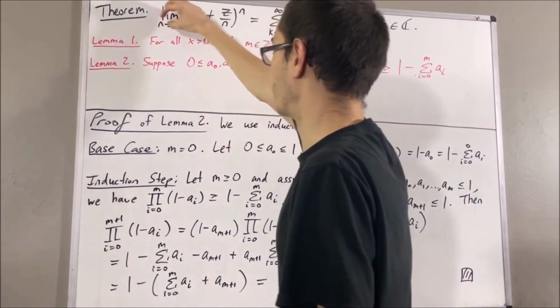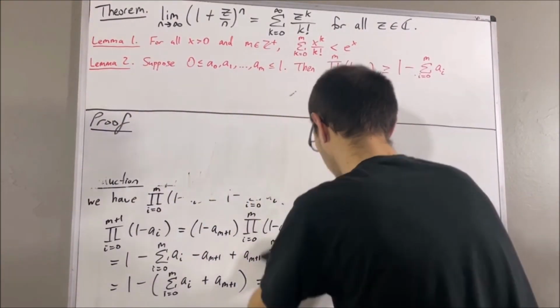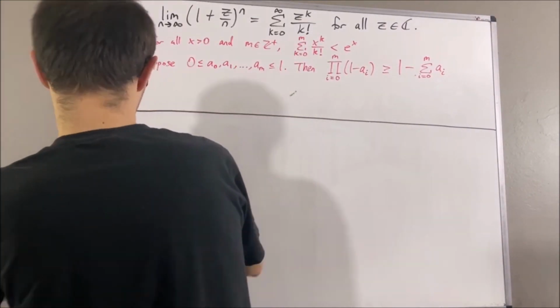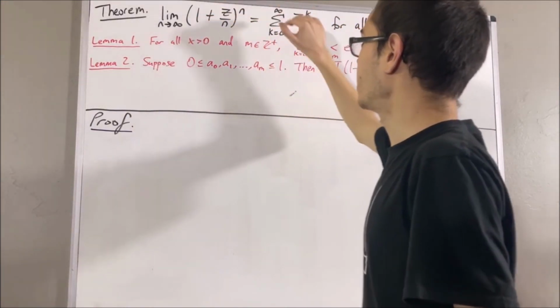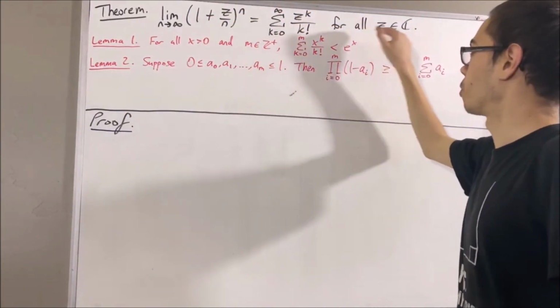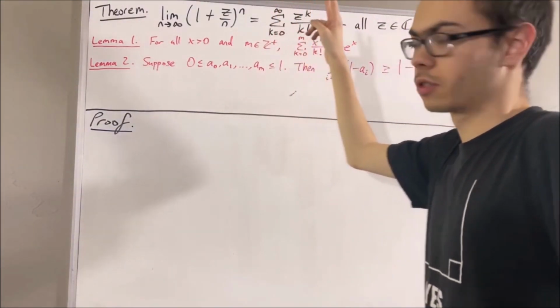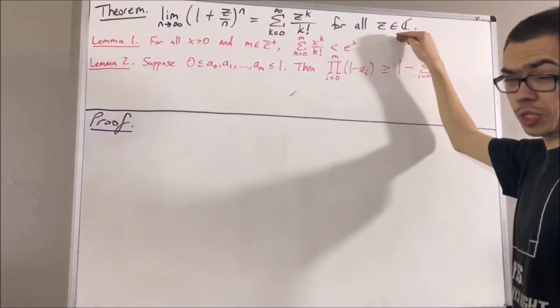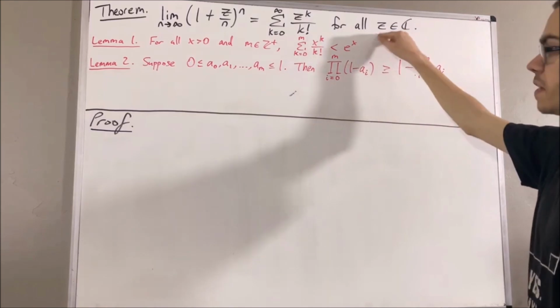So we're going to prove the main theorem. So we want to prove that these two values are equal for all complex numbers z. And we're going to split this up into two cases. The first case is z is equal to 0. The second case is z is not equal to 0. So let's first suppose that z is equal to 0.